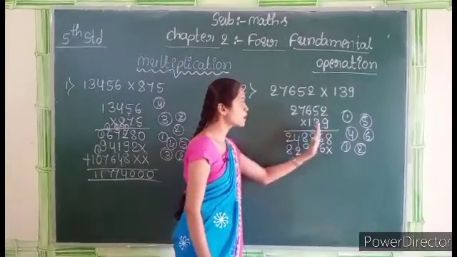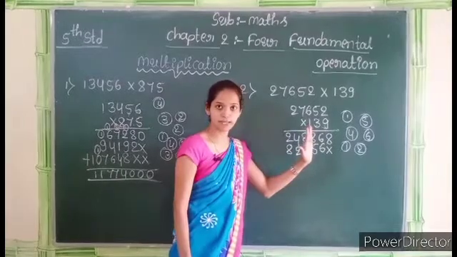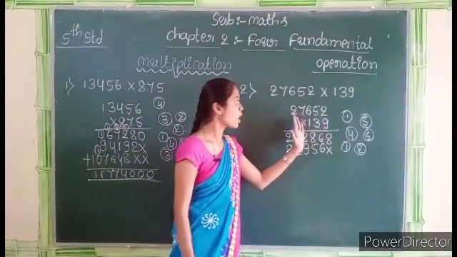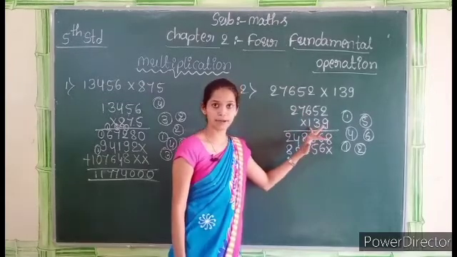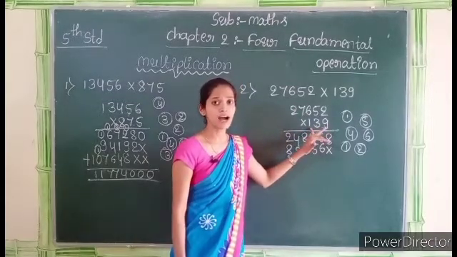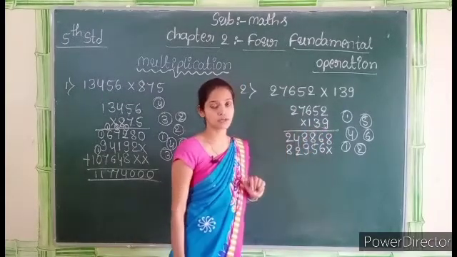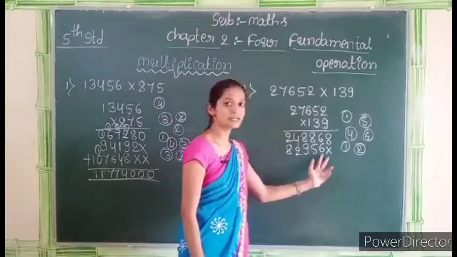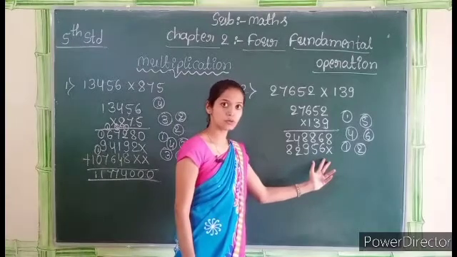Then we have to move on to the hundreds place multiplication. In the hundreds place we have 1. Okay, all these numbers should be multiplied by this 1. And in the 100 we have 2 zeros. Then tell me how many crosses or zeros we have to put here? 2 zeros or 2 crosses. Okay.